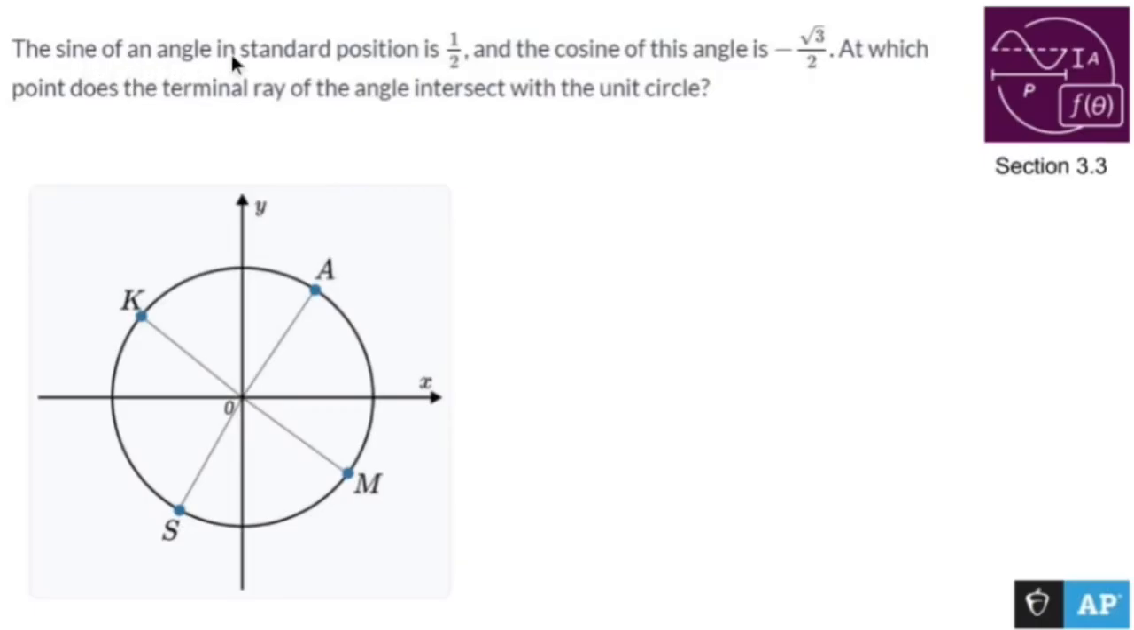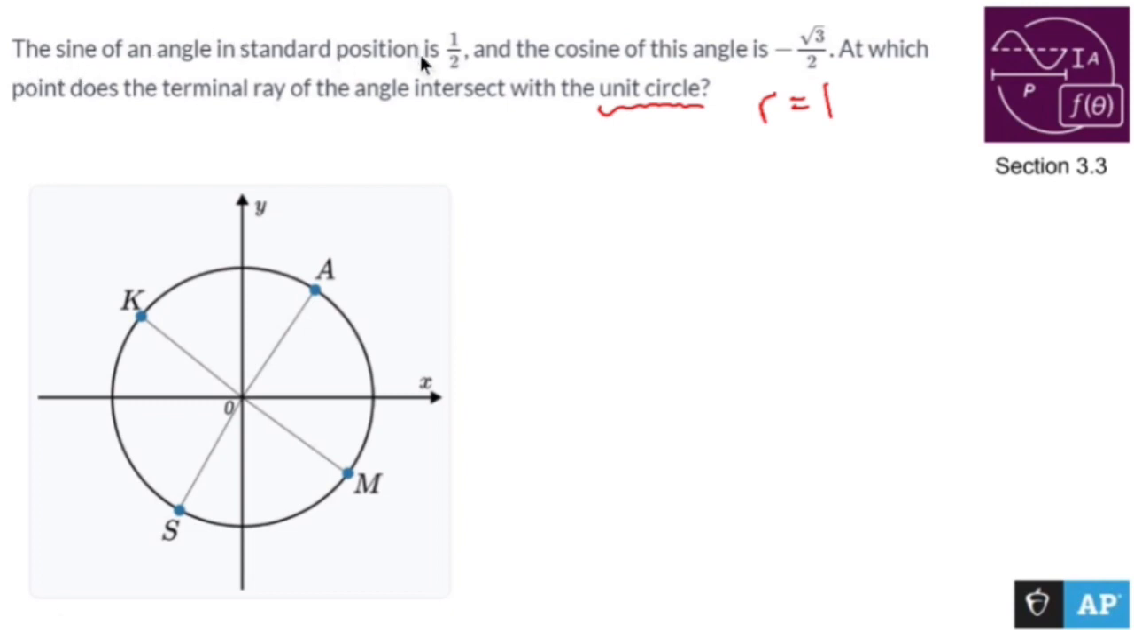The sine of an angle in standard position is 1/2, and the cosine of this angle is negative root 3 over 2. At which point does the terminal ray of the angle intersect with the unit circle? Now that's very important that it mentions unit circle because that means the radius is 1. Why do I care about that?